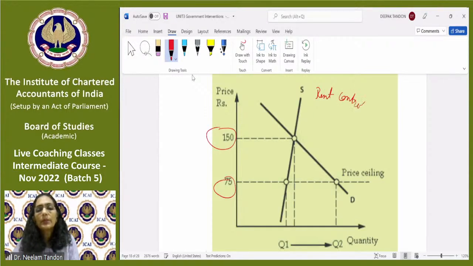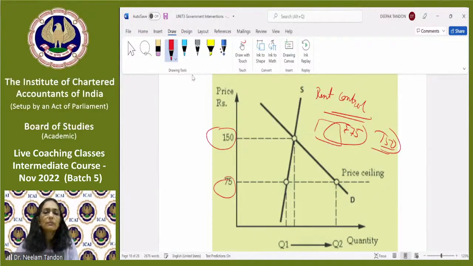Rent control, agar aapko pata ho. In the case of rent control, what did the government do? The government said that for this particular commercial area, you cannot fix the rent over and above 75 rupees. Market rate is 150, but you cannot fix more than 75. So price ceiling is a lower price than the market price. Market price should have been 150, but the price ceiling is at 75. So this is the opposite of price floor.